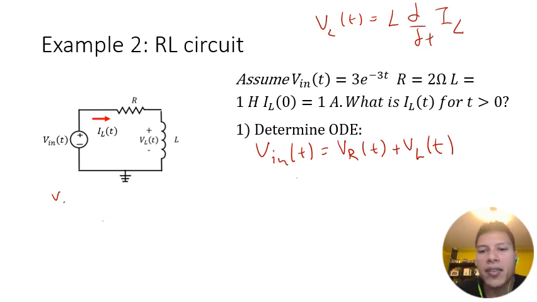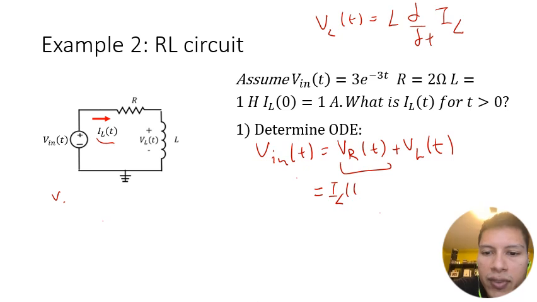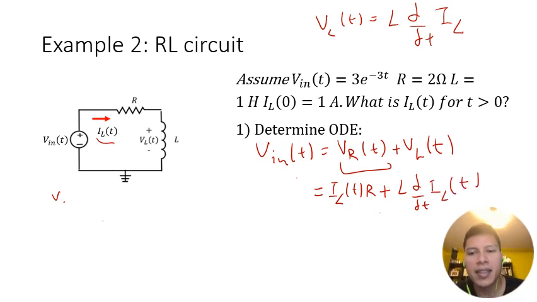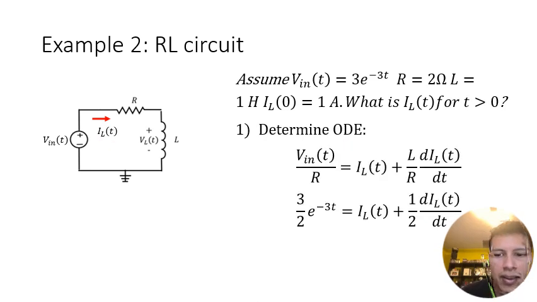So what we're going to have is that VR is equal to, well, the current flowing through the inductor and the resistor are the same. So this is just equal to IL(t) times R plus L d/dt of IL(t). That's it. We just derived the differential equation for this particular circuit. So let's go to the next slide.